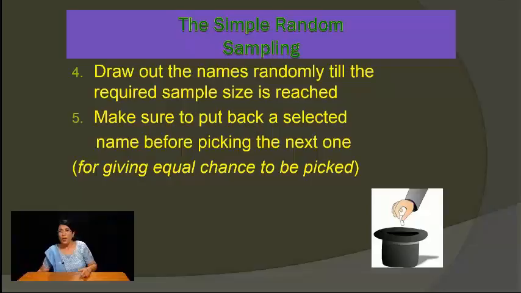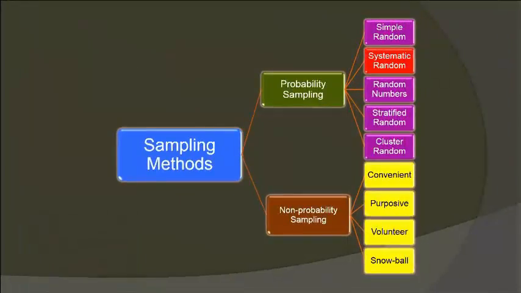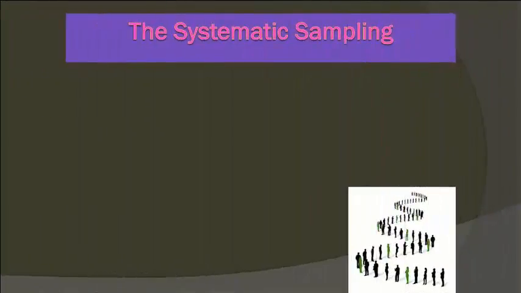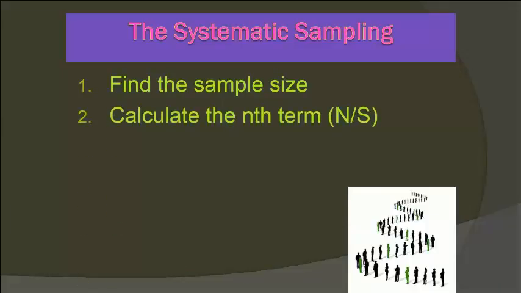Yes. Now we are ready for the next sampling procedure, and this has to do with systematic random sampling. Systematic random sampling is a very simple procedure too. In this situation, we again begin with the sample size, and then we go to the next step of calculating the nth term. This is simply a number that we come up with by dividing the population size by the sample size.